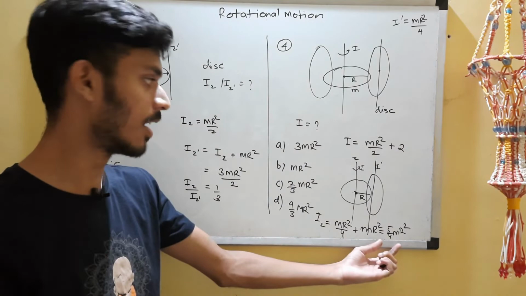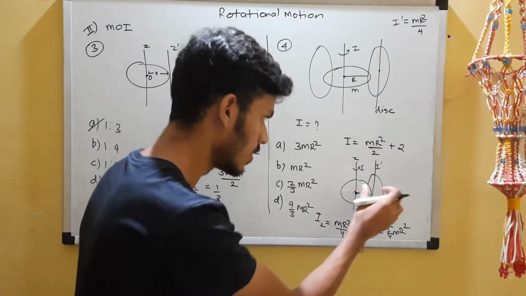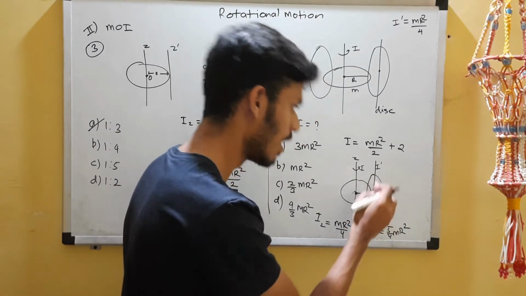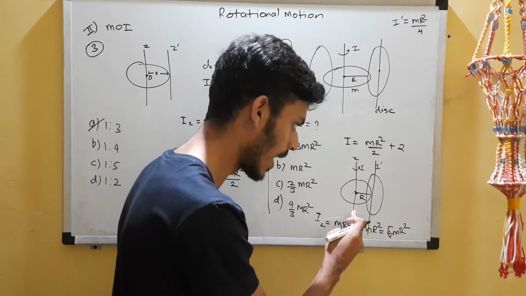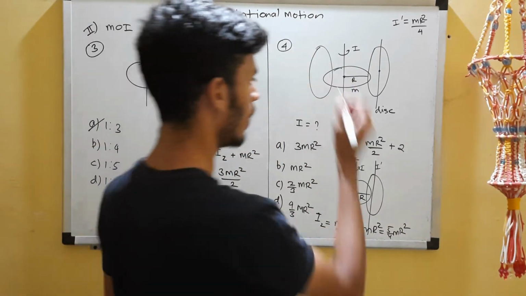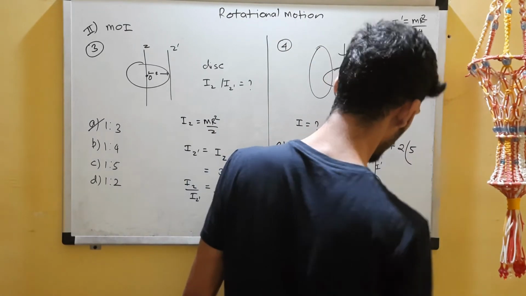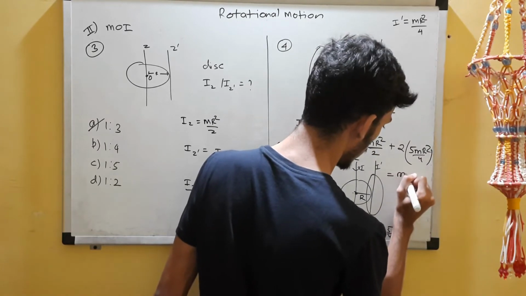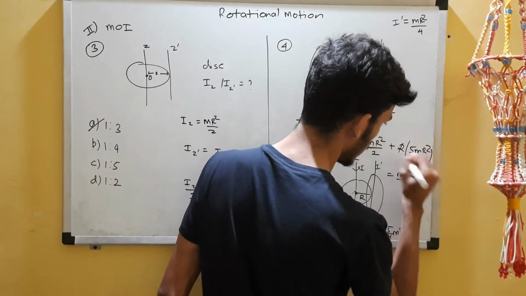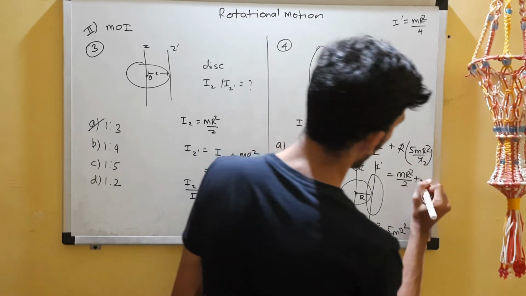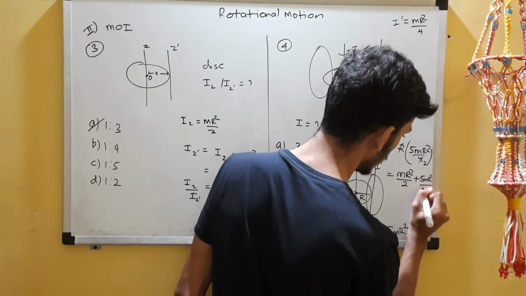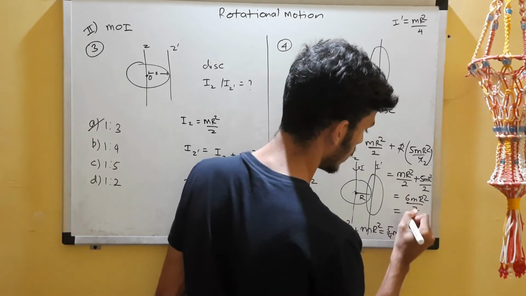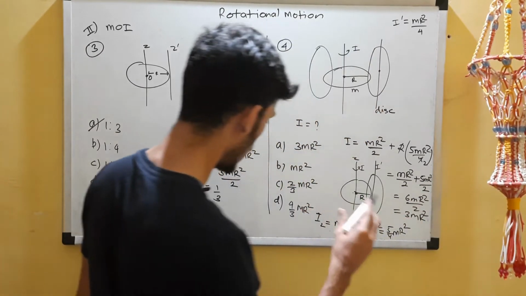Now this is for one disk. This is the moment of inertia for this disk about this axis. I repeat, this is the moment of inertia for this disk about this axis. We have the other disk too, so we are multiplying 2 with this. So mr square by 2 plus 5 mr square by 2, which is 6 mr square by 2, again 5 plus 1. So that will be 3 mr square.